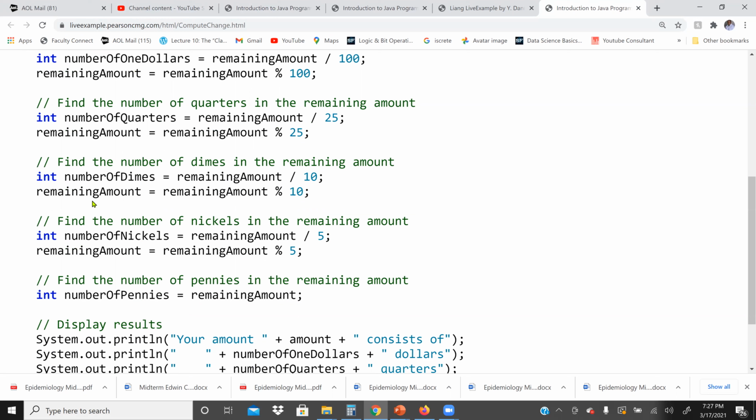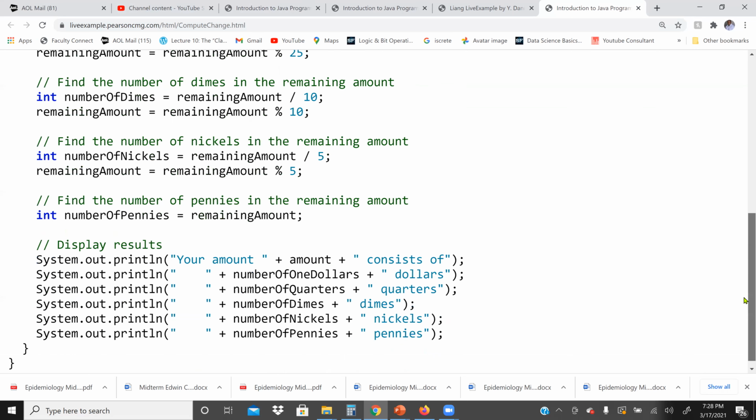cents that is left. Then we divide the remaining cent by 5 again to get the number of nickels. The remaining amount modulus 5 will give me the remaining cents. Now the remaining cents will be the last cent. So we assign the remaining cent to the number of pennies. So we finish with our process.